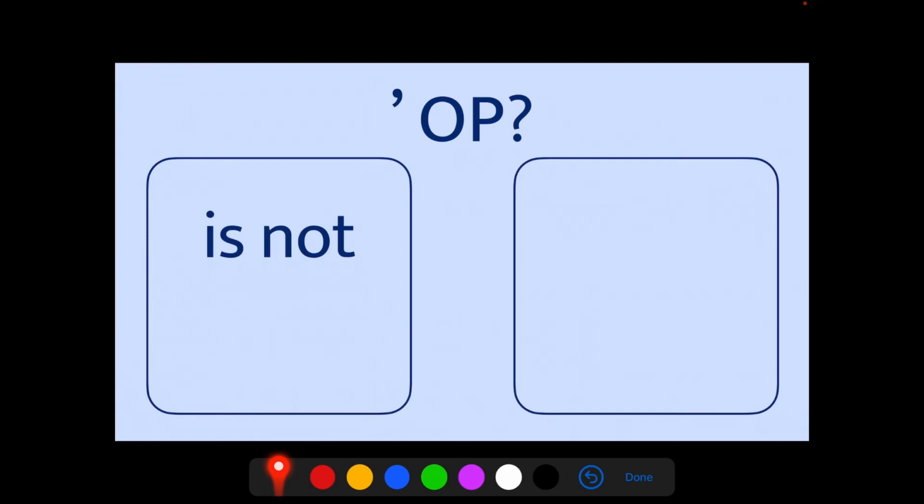Is not. I want to change it to isn't, so I'm going to omit the space between the words and I'm going to omit the letter O. So it starts isn't. I've omitted the space. Now I'm going to put an apostrophe where the letter O would have been, then add the T to finish the word. Isn't.